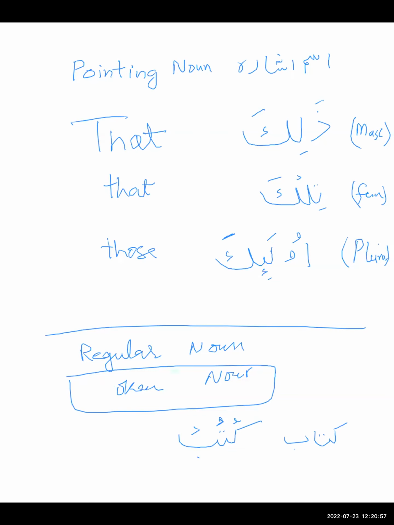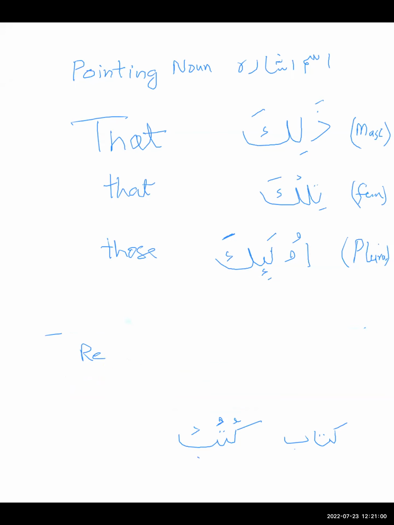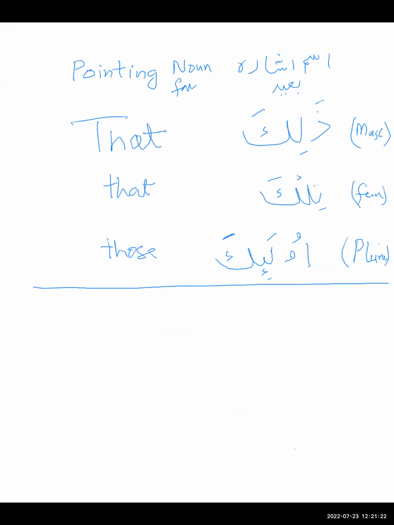Okay, so this was Isme Ishara. There is one more word for that, Isme Ishara Ba'i. Ba'i means anything far. If it's at a farther distance, then you will say that. If it is qareeb, it is near. Now we will learn Isme Ishara Qareeb. What does qareeb mean? Near. So pointing noun, pointing where? Pointing near, right?